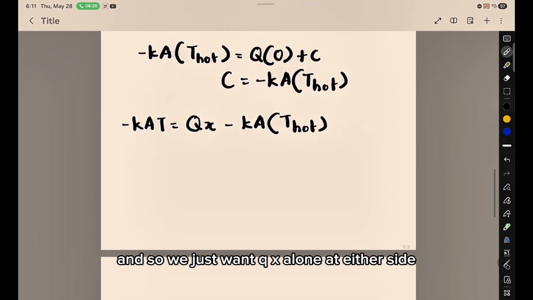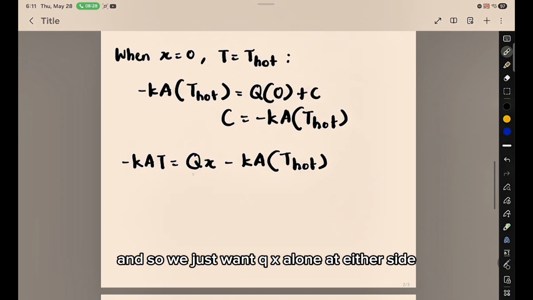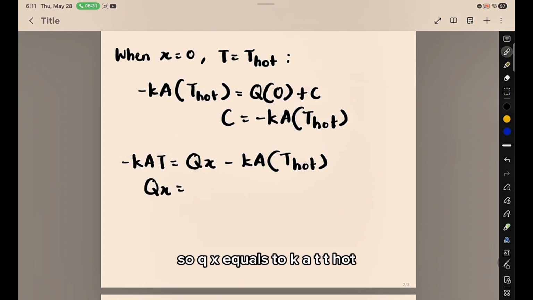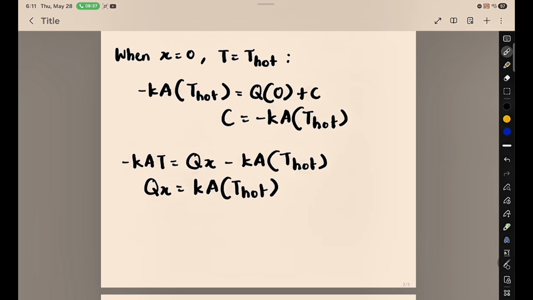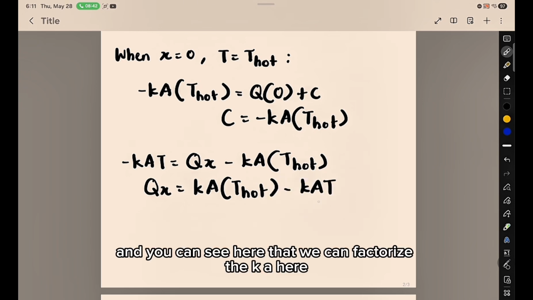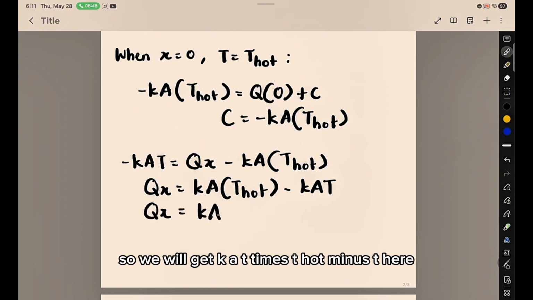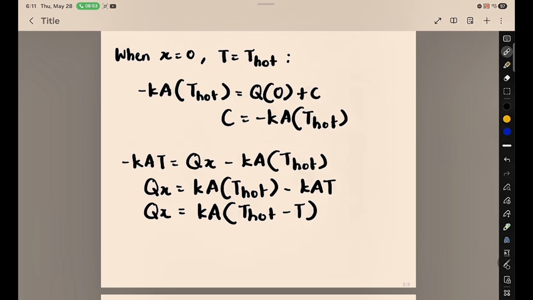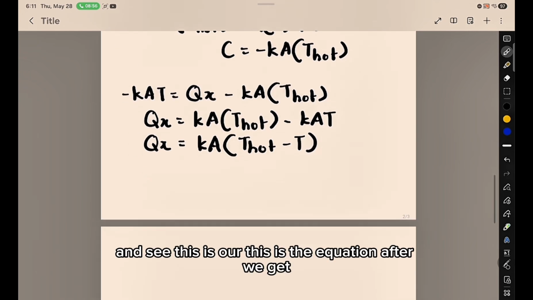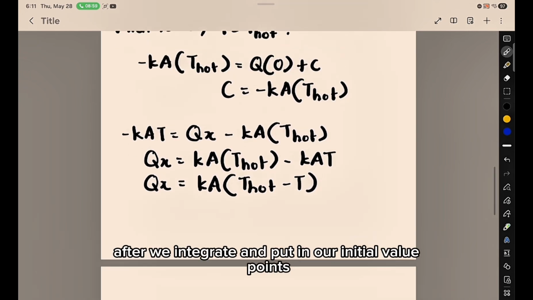And so we just want Qx alone on one side. So Qx equals Ka T hot minus Ka T. And you can see here that we can factorize the Ka. So we will get Ka times (T hot minus T). And see, this is the equation after we integrate and put in our initial value points.